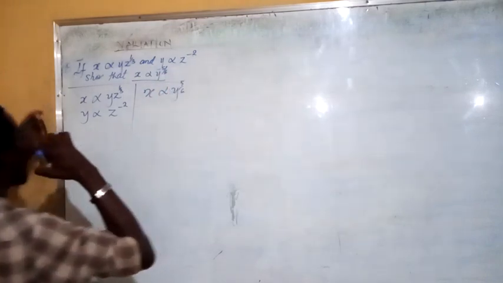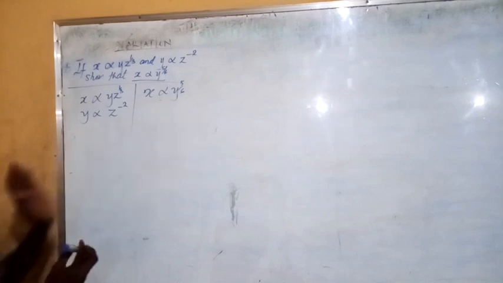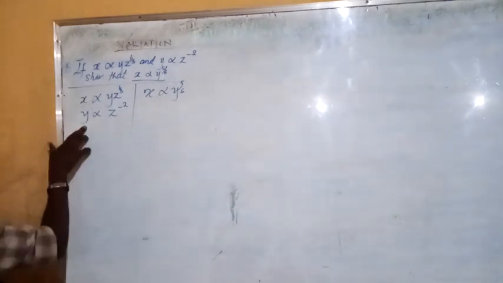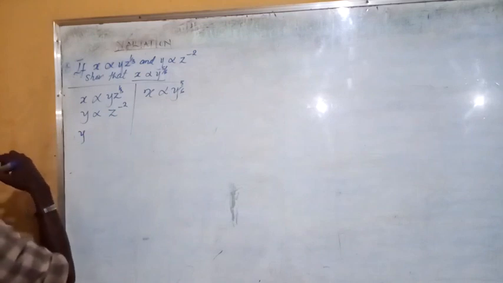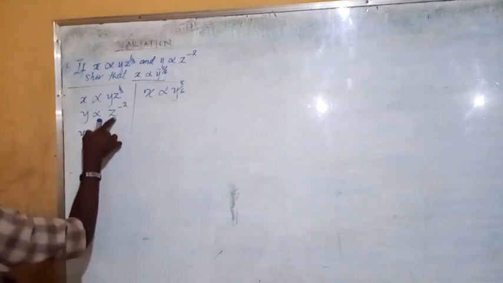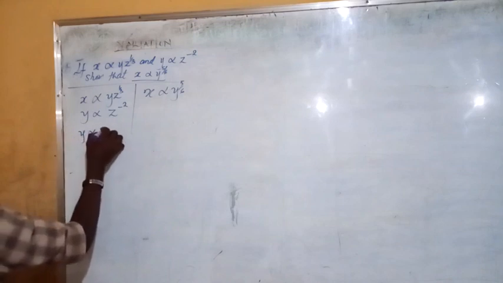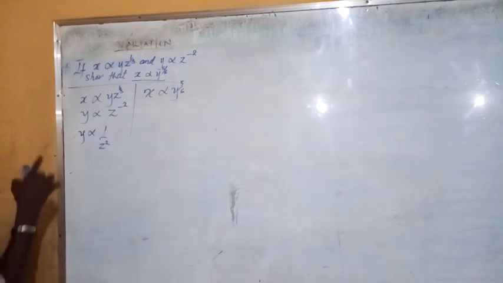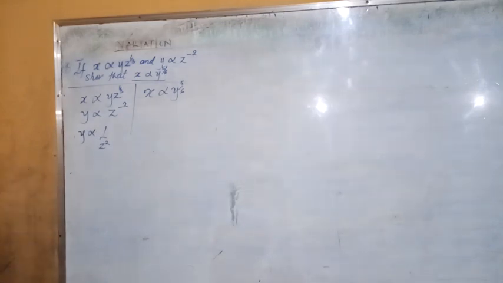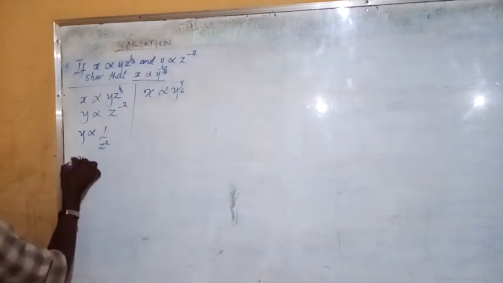Since our point of focus is x varies directly as y raised to the power 5 over 6, what we simply have to do is look for a way to turn this whole expression into x and y alone. So from here, it says that y varies as z to the power minus 2, meaning that y will vary inversely as z squared. That is what it means here.